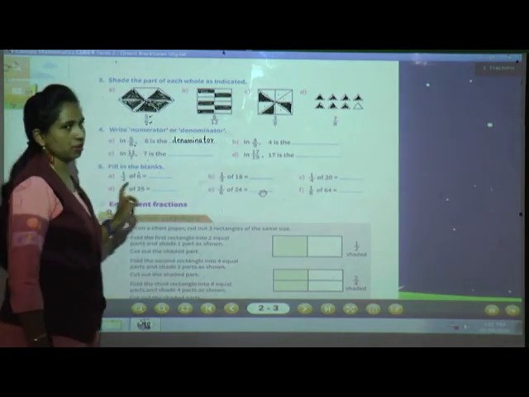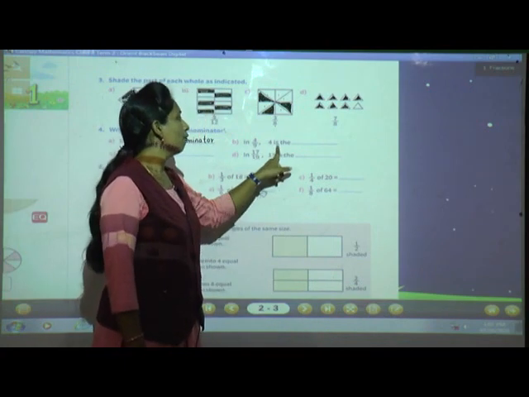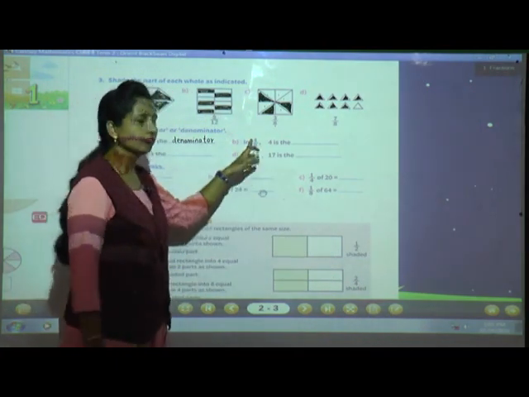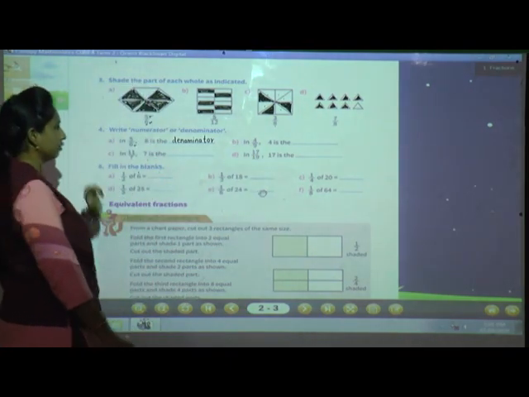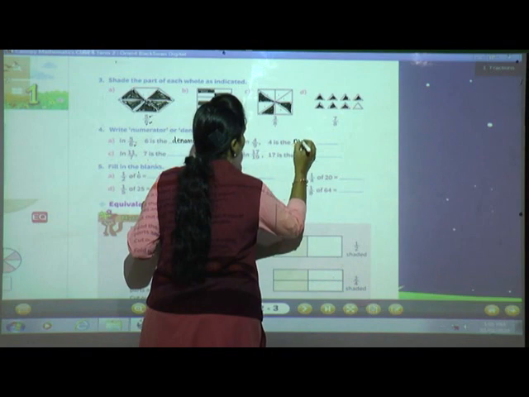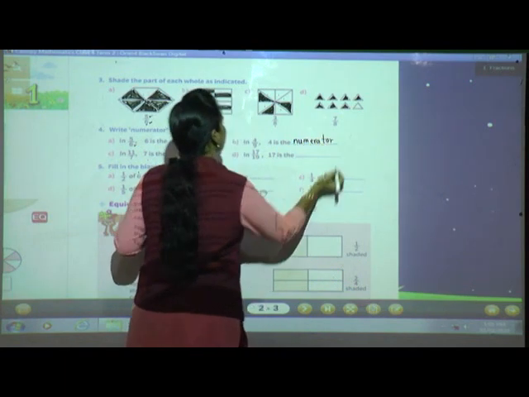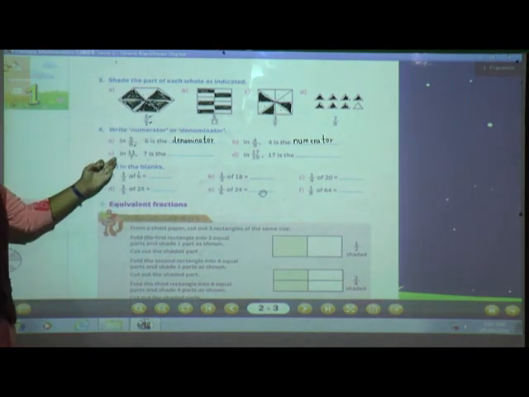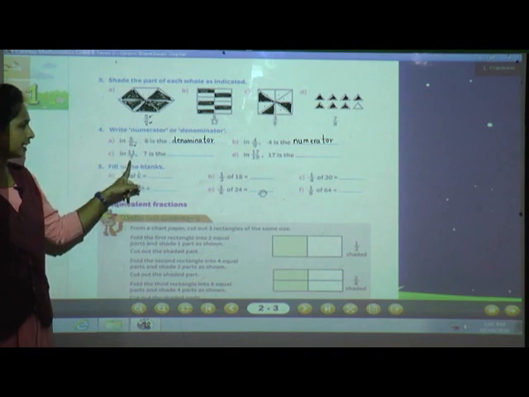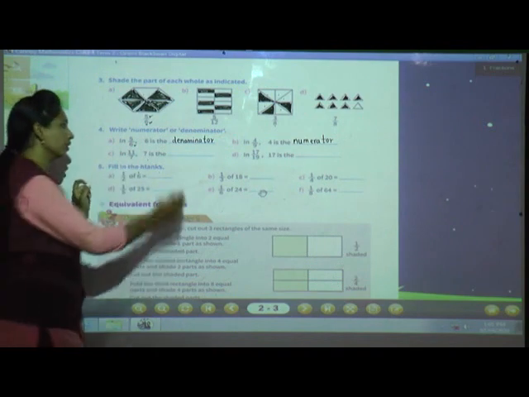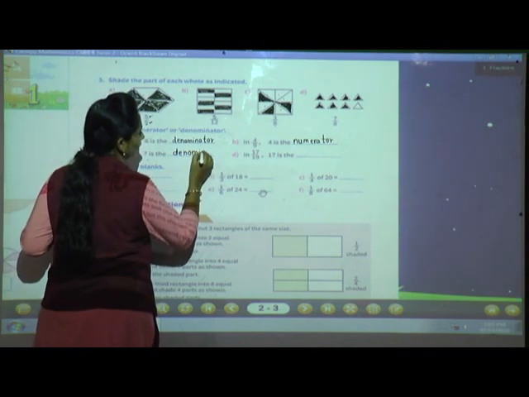Now see the B question. In 4 by 9, 4 divided by 9, 4 is, where is 4? 4 is at the top. If top, we have to write numerator. So write here numerator. Now the C question. 11 by 7. In that, what is 7? Where is 7? At the bottom. So if it is at the bottom, we have to write denominator.